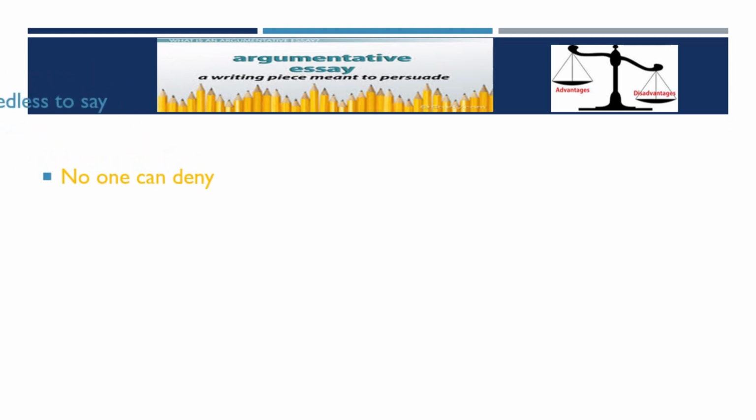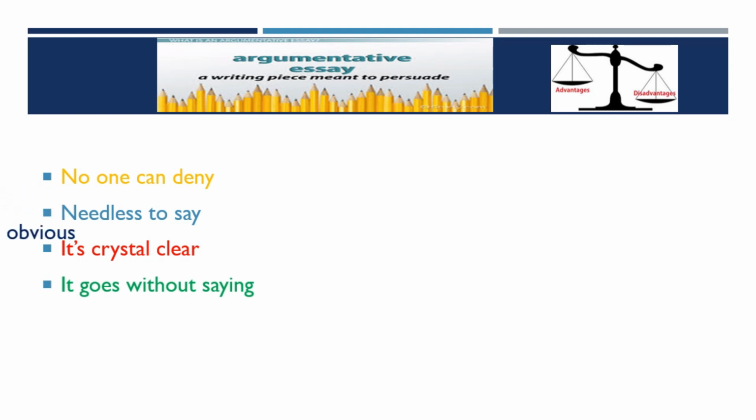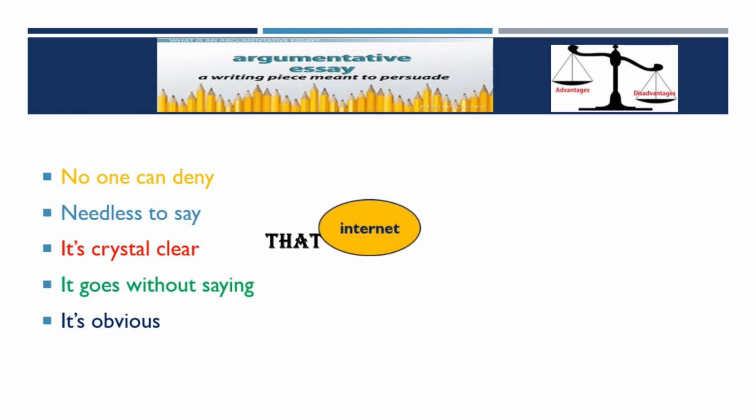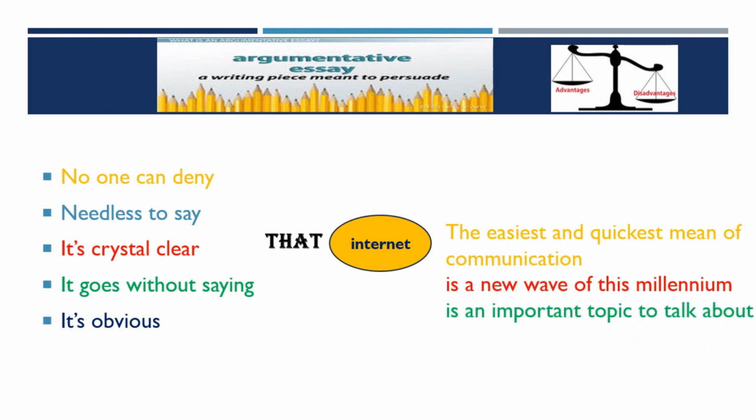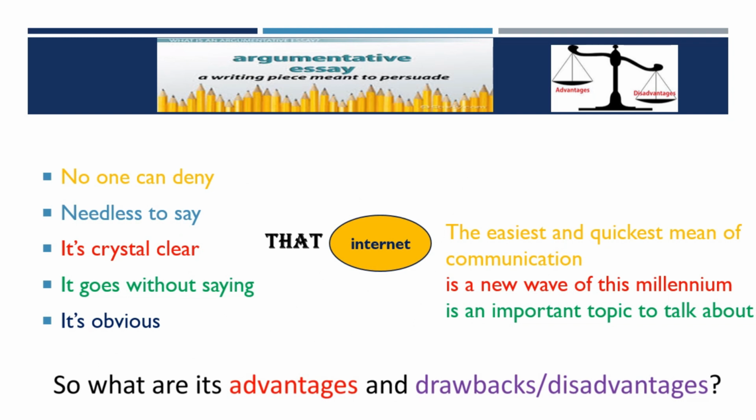Now in the introduction, I advise you to learn by heart one of these expressions. You can, for example, use: no one can deny that internet, give definition, for example, is the easiest and quickest means of communication. You can add other things, because it combines between sound and image. Or simply you learn by heart this expression: is a new wave of this millennium, or is an important topic to talk about, and ask rhetoric questions. So what are its advantages and drawbacks or disadvantages?